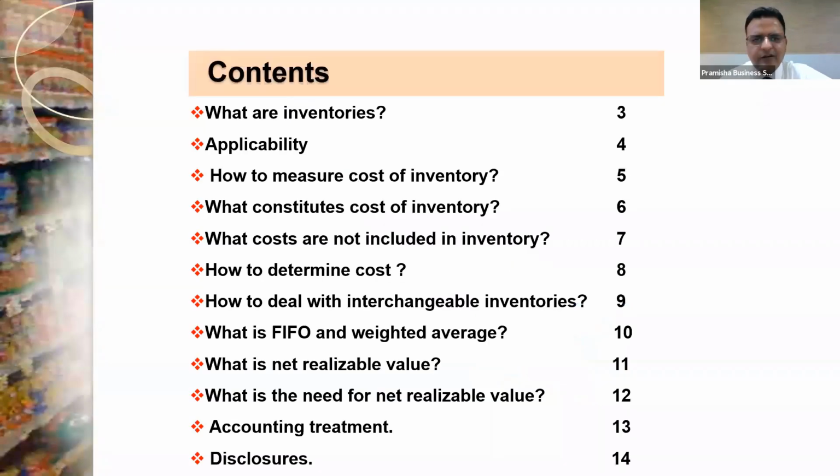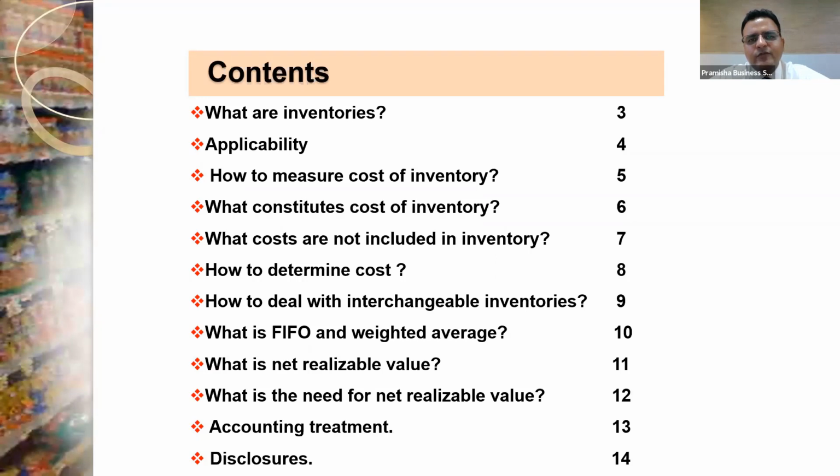We'll discuss what inventories are, their applicability, and how to measure the cost of inventory. In case of IS2, IS2 recommends FIFO or weighted average. LIFO is prohibited, and they are more fond of absorption costing to arrive at cost than any other costing technique, though there are latest techniques being used in the industry. But as far as financial accounting is concerned, they are more inclined towards absorption costing as a method to arrive at cost. We'll look at what constitutes cost, what all can be included as part of cost, how to determine the cost, and how to deal with interchangeable inventories.